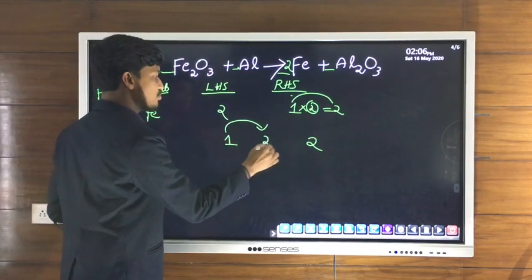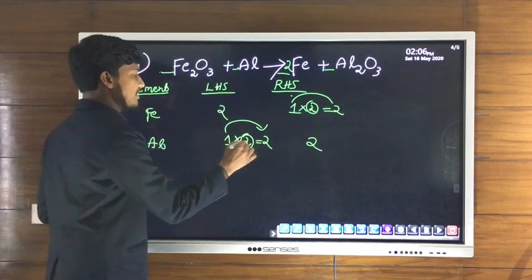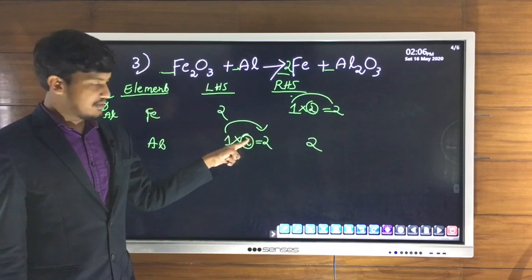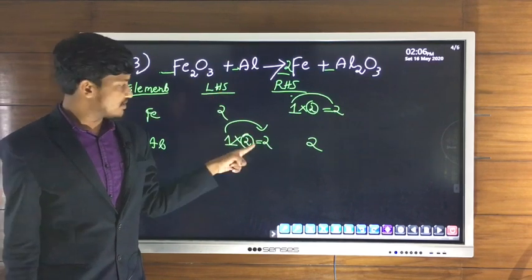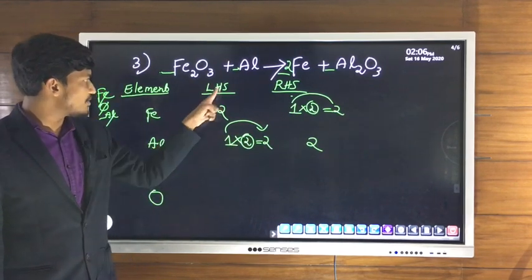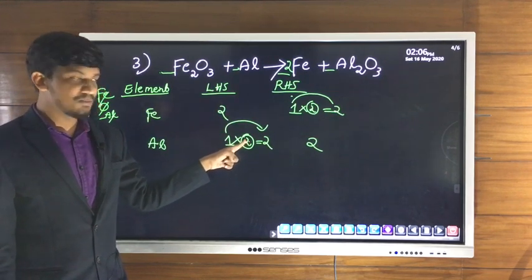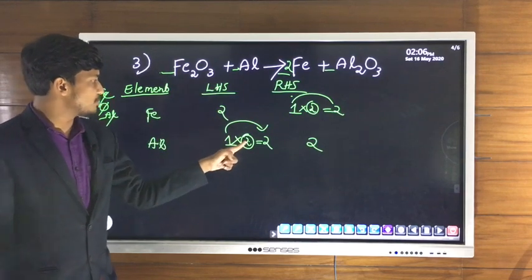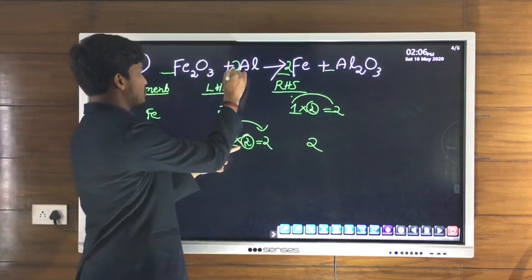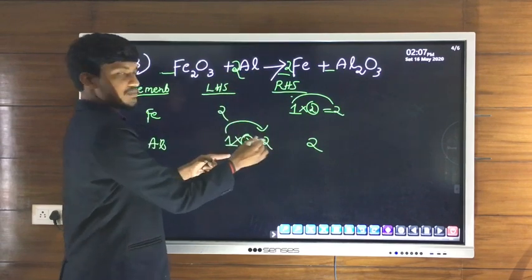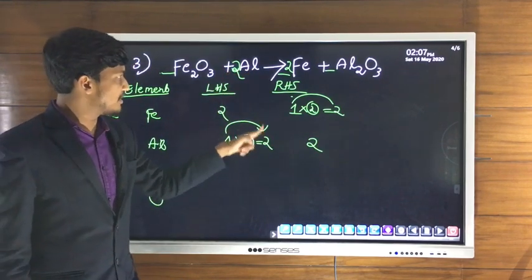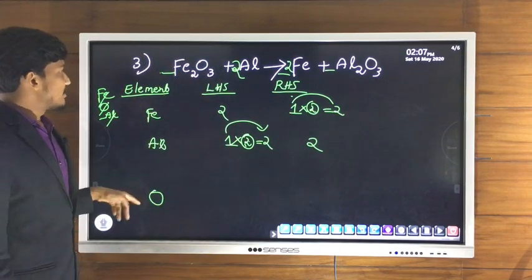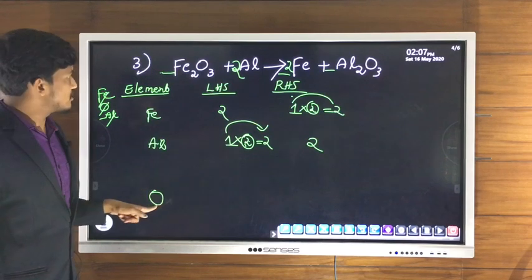How can we make it equal? We can change 1 into 2, multiplied by 2. So we have to multiply by 2. On which side? On the LHS. The coefficient of aluminium on the LHS should be 2 because we want to multiply by 2. That means here we will write 2. Now 2 into 1, 2 aluminium atoms, and right side 2. So equalized. Now third one, last, oxygen.